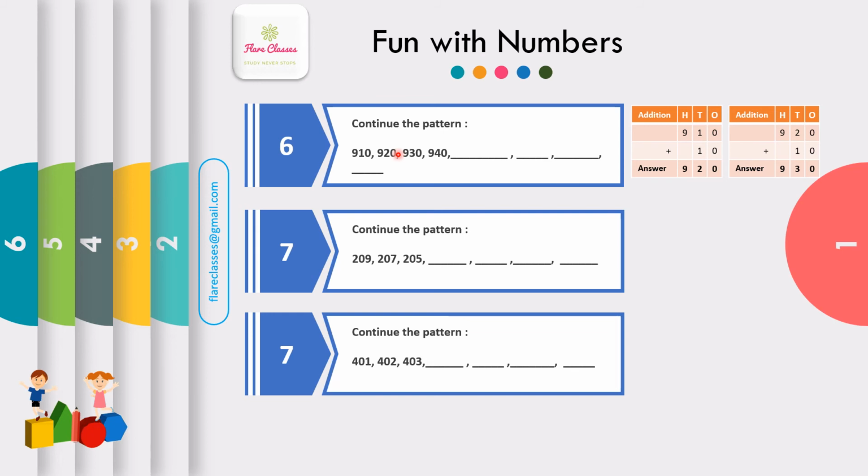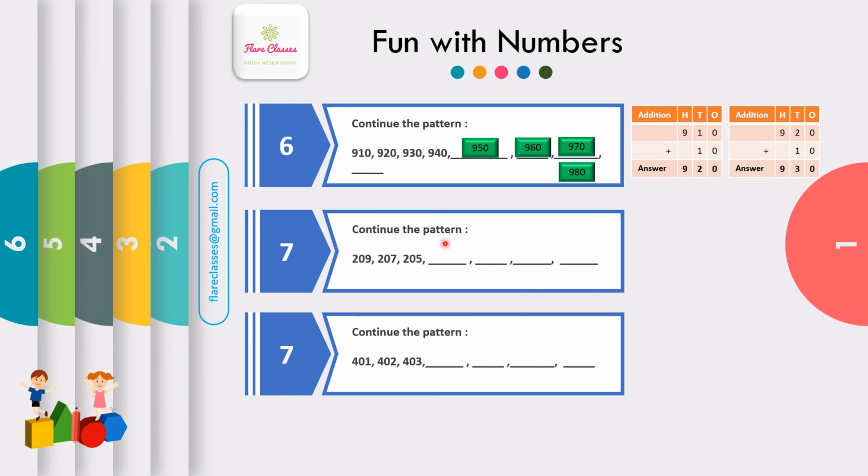So what is the pattern here? Addition of 10 is the pattern here. So next number after 940, 950, then 960, 970, 980. Cheers. Come to the next question.